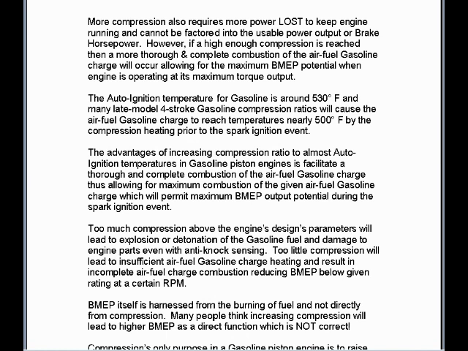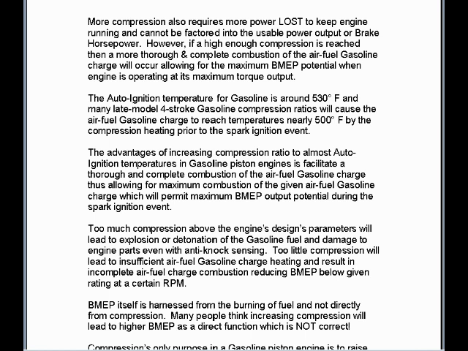However, if a high enough compression is reached, then a more thorough and complete combustion of the air-fuel gasoline charge will occur, allowing for maximum BMEP potential when the engine is operating at its maximum torque output. The auto-ignition temperature for gasoline is around 530 degrees Fahrenheit, and many late model 4-stroke gasoline piston engine compression ratios will cause the air-fuel gasoline charge to reach temperatures nearly 500 degrees Fahrenheit by the compression heating prior to the ignition or spark event.